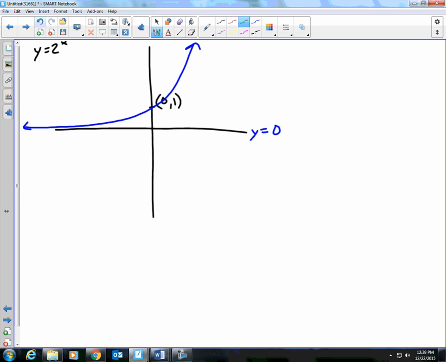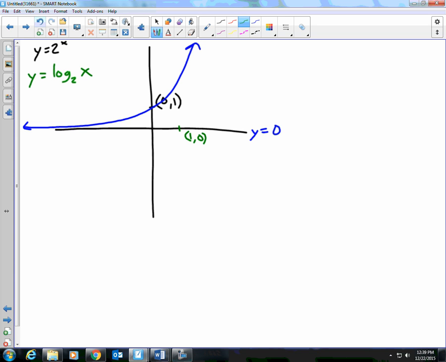Here's the interesting piece, and I think the key to understanding logarithms better is to understand their connection to exponentials. If I write y equals log base 2 of x, these are what we refer to as inverses of each other. Now, you've already learned about inverses. Inverses mean we switch what values? X and y. So if we switch the x and y values here, instead of 0, 1, this graph goes through 1, 0.